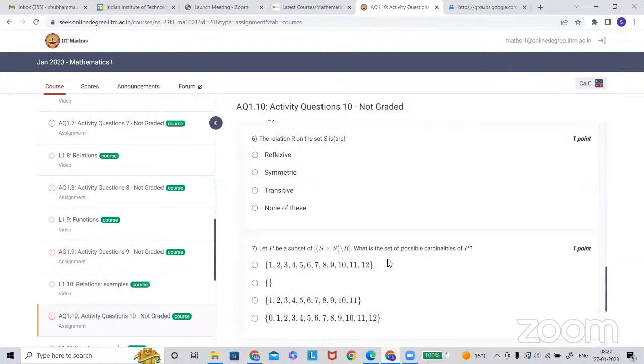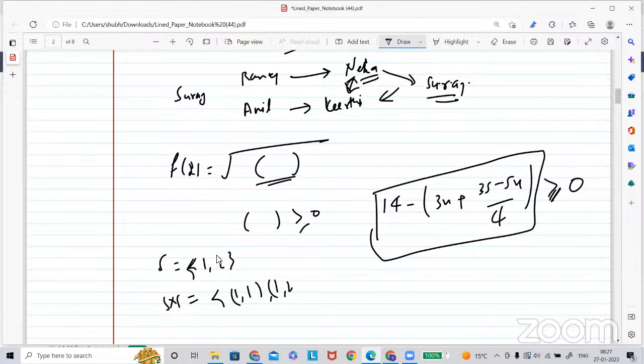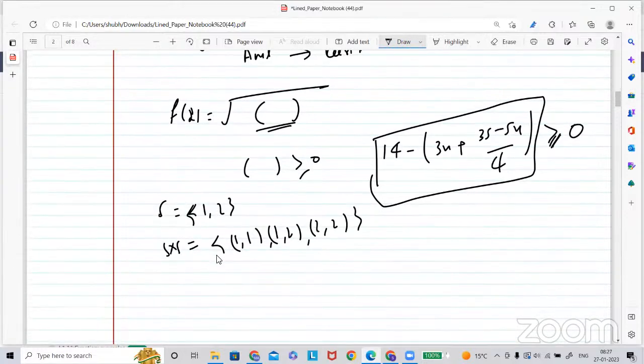I got your confusion. But see the definition of Cartesian product. Let S be equal to {1, 2}. Now S cross S is going to be (1,1), (1,2) and (2,2). Now you want to take the subset of it. First you tell me the cardinality of this set. So what is the cardinality of this set? As per me, it is 3.